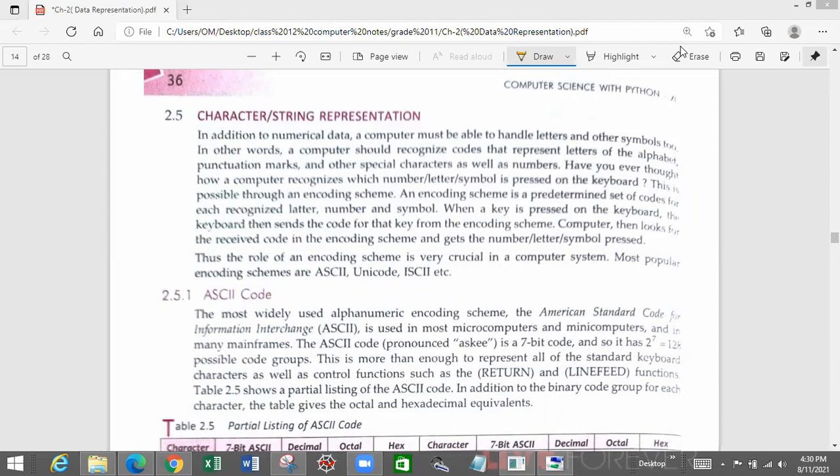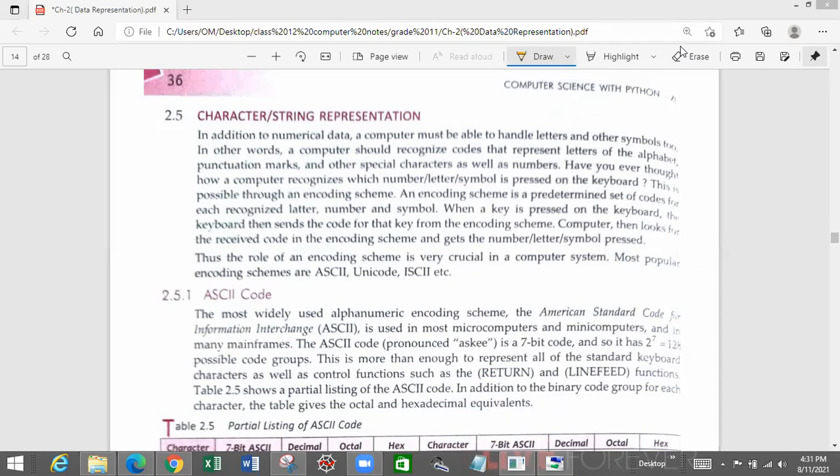So for that, a computer uses different types of encoding schemes. And what exactly are encoding schemes? It is a set of symbols and corresponding values, corresponding signals. If you are pressing A, how does it have to be transformed and transported inside the computer? If you are pressing a question mark, what value has to be sent from the keyboard to the CPU? All of these are decided by the encoding schemes. Most popularly, we are using ASCII, Unicode, and ISCII. We'll be learning all of them one by one.